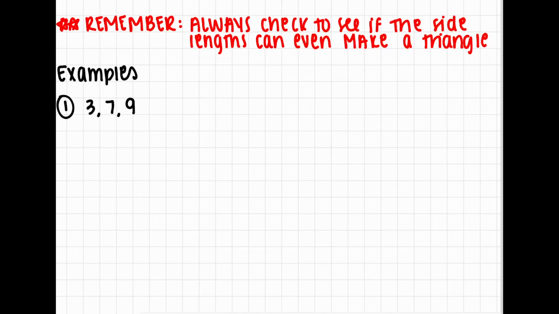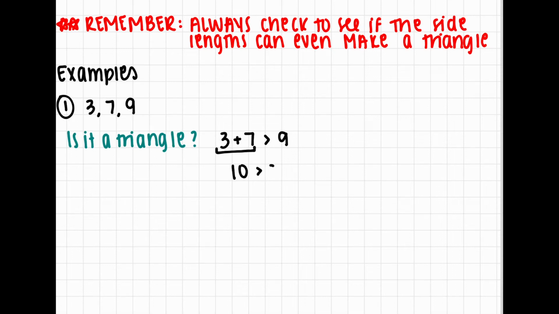All right, so your first example is 3, 7, and 9. So I would ask you something like classify this triangle, and that's all you get is the numbers. So the first thing we have to check is, is it a triangle? So I'm going to take my 2 smallest sides, 3 and 7. I need to add them together, and they have to be greater than the largest side, which is 9. So 3 plus 7 does give me 10. And 10 is greater than 9. So yes, this is a triangle. I know that for sure. So I can give it a check mark.